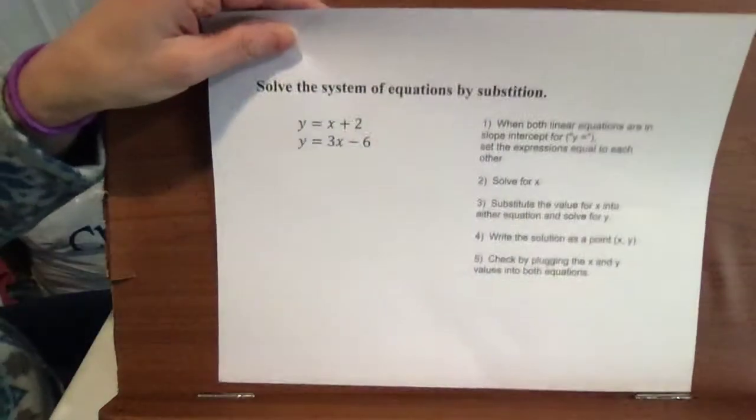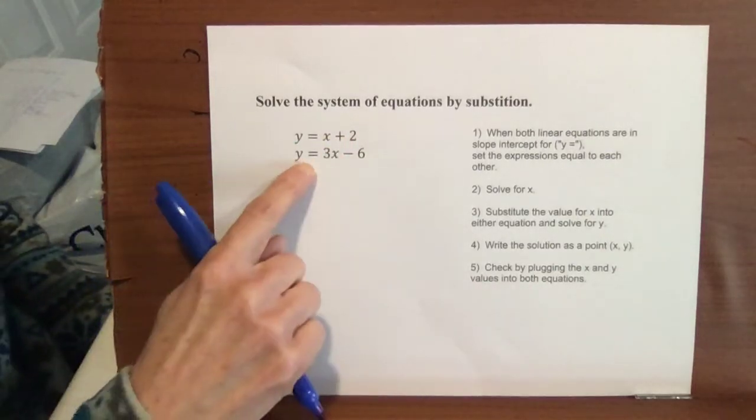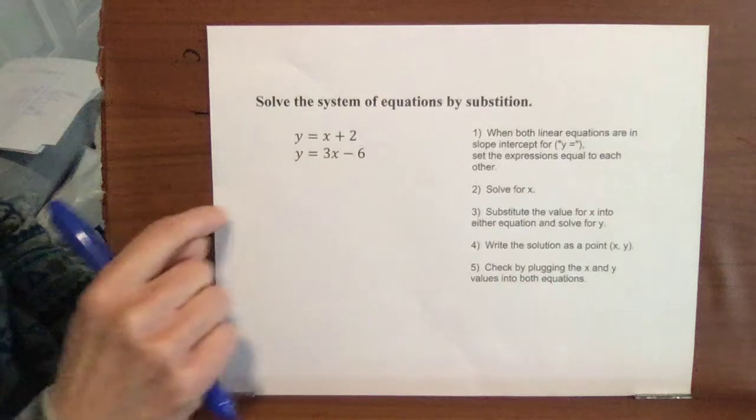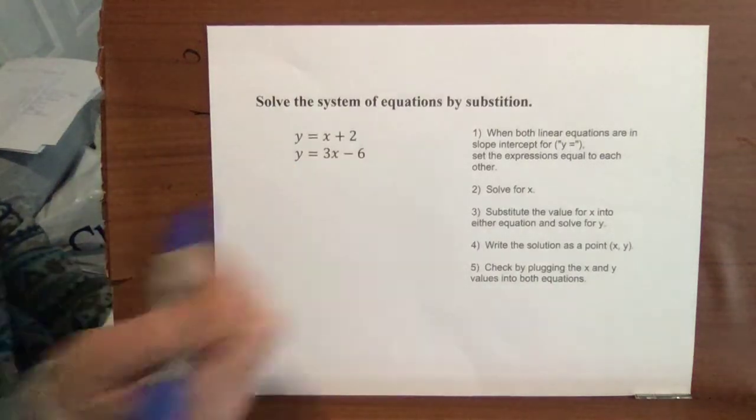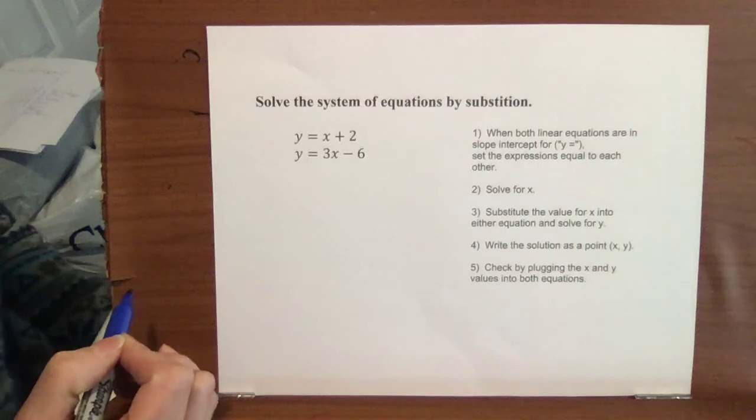All right, so I'm going to keep those rules near us as we work on a problem. Our first problem in our notes is y equals x plus 2 and y equals 3x minus 6. So here is our system of equations. They're both y equals, which means they're in slope-intercept form.